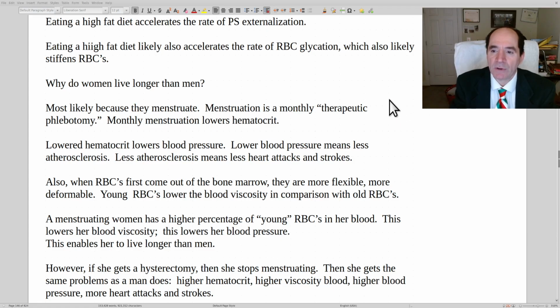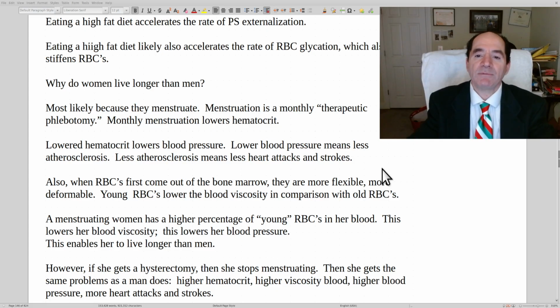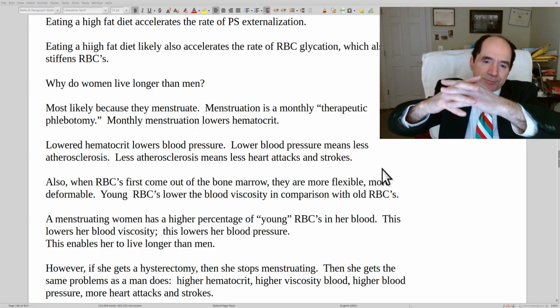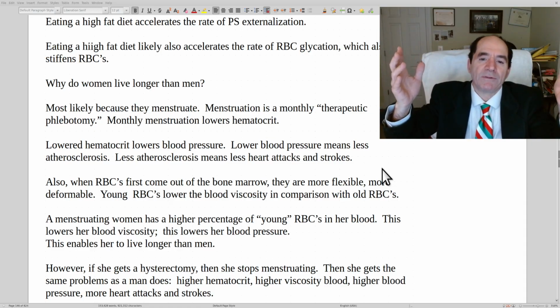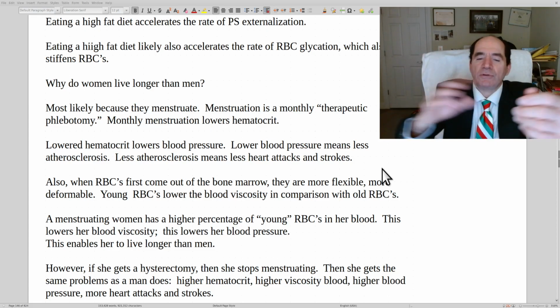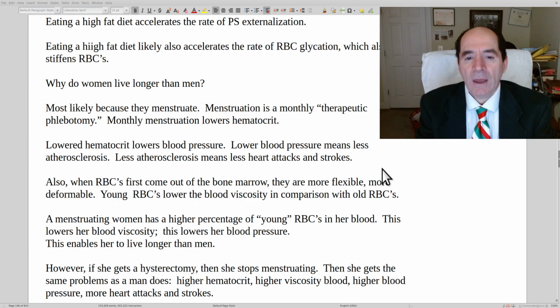Because they menstruate. So the woman might think, oh, menstruating is annoying, what a nuisance. But in reality, it keeps them alive longer, especially in Western countries. Because when they're menstruating, it's basically like a therapeutic phlebotomy every month. I don't know if I remember, I mentioned to you that Dr. Sloop will donate blood periodically to lower his hematocrit. Okay.